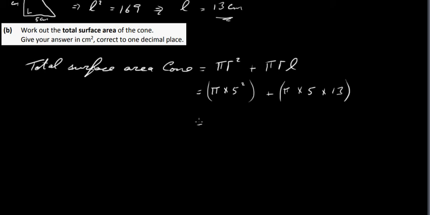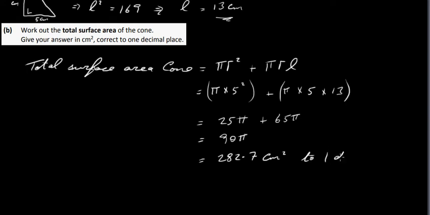So we just got to work all this out here. Here we've got 25 pi, 5 squared is 25, and here we've got 5 13s, which is 65 pi. Add those two together, you get 65, 75, 85, 90, 90 pi. And when we multiply 90 by pi to one decimal place, we get 282.7 centimeters squared. This is just to one decimal place. Okay, so that's our answer there. That's our total surface area of the cone.